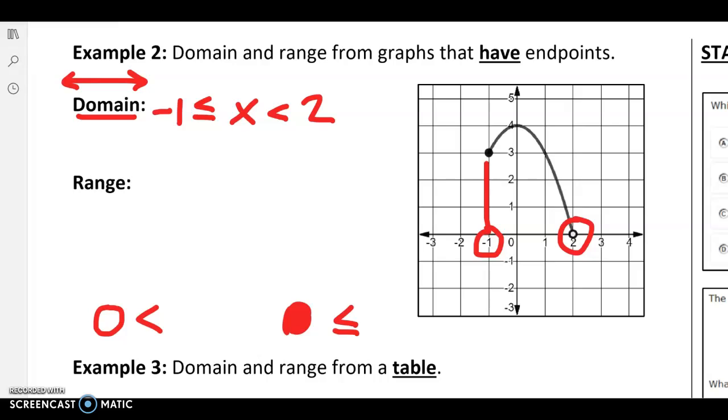Now we're going to do range. Okay, range, remember, is up and down. So we're looking at our y's this time. So put a y in the middle.